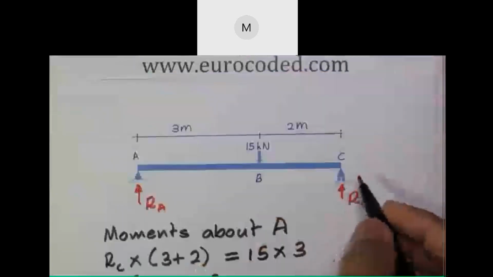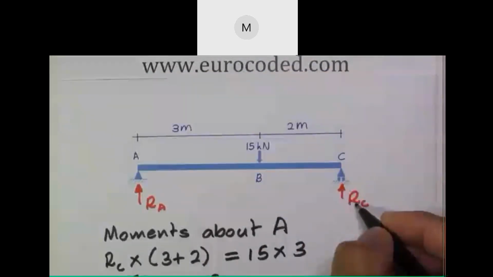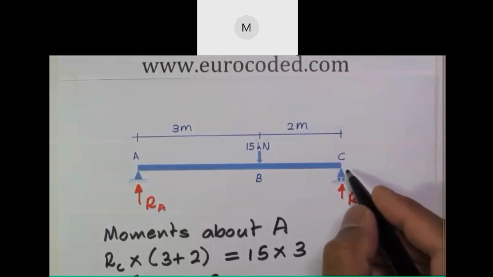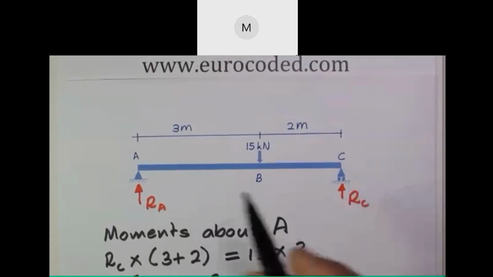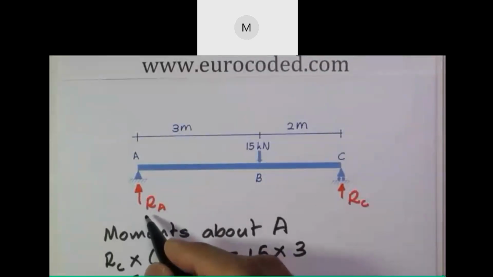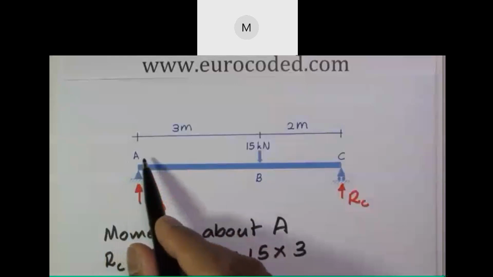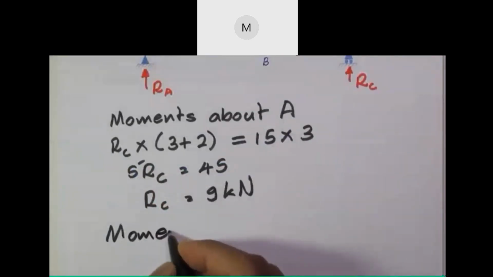Then we can take moments about C. Just like before, the lever arm is 0 for reaction RC when you are taking moments about C. Hence, RC has 0 moment about C. Then we have 1 clockwise moment due to reaction RA, and the lever arm is 5 meters.